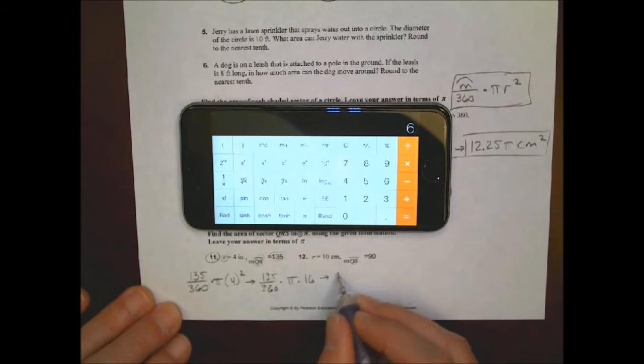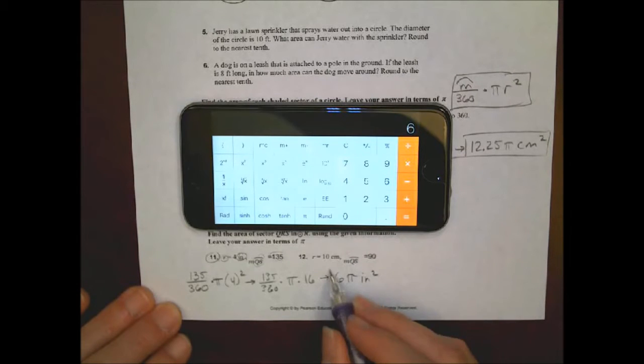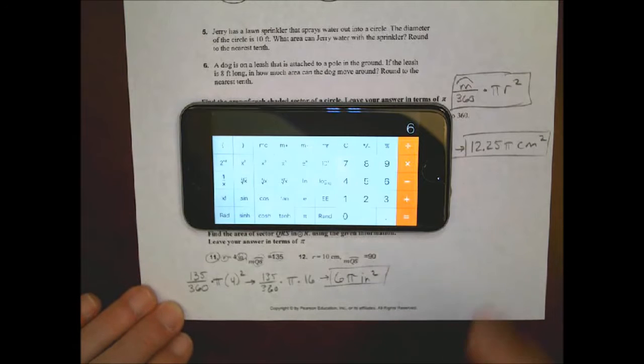So I have 6 times the pi, and I need to see what my units are. I'm dealing with inches, so 6 pi inches squared becomes my solution for number 11.